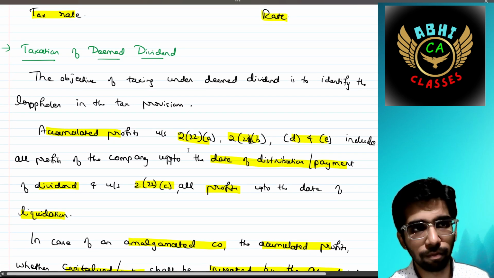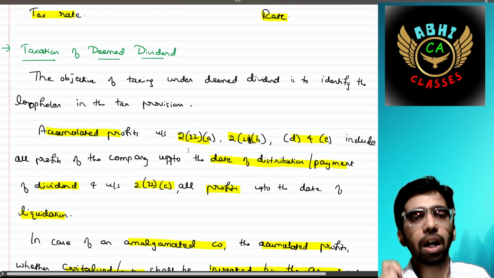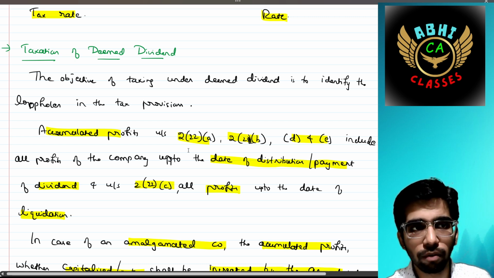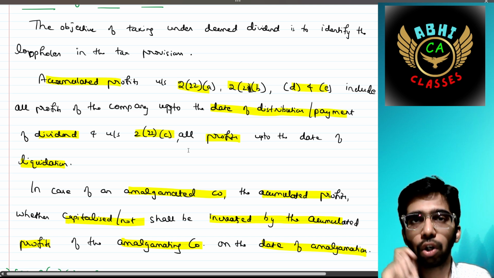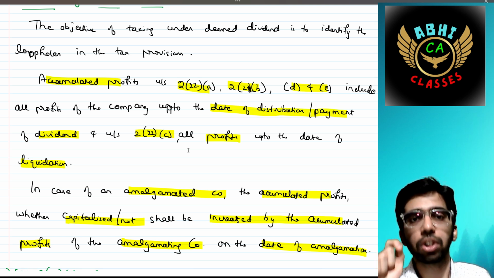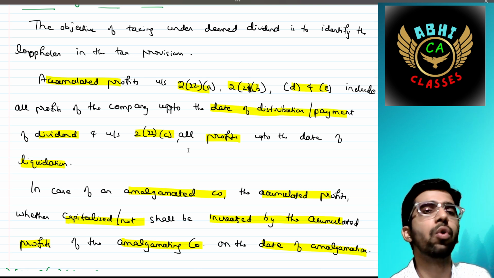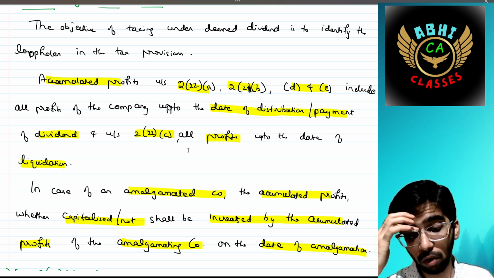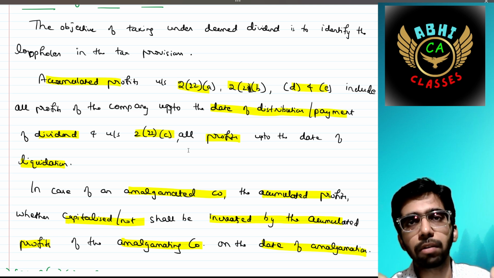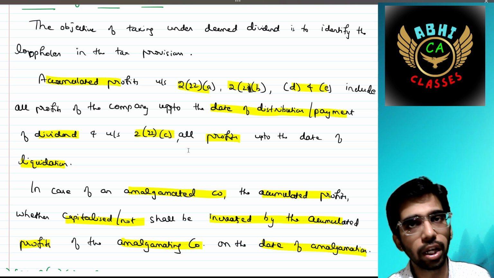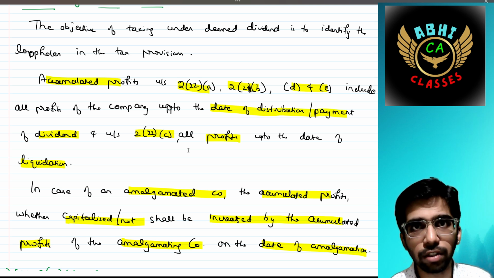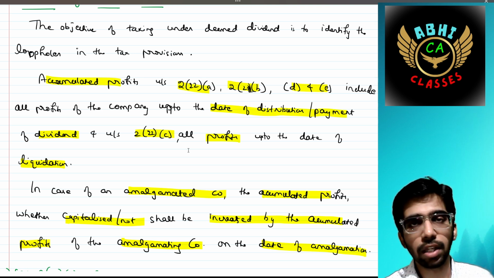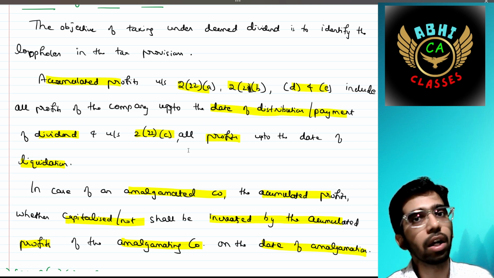The taxation of deemed dividend. What do you mean by deemed dividend? The objective of taxing under deemed dividend is to close the loopholes in the tax provisions. Accumulated profits under section 2, subsection 22, subclauses A, B, D and E include all the profits of the company. What the deemed dividend concept means is that, in order to divert taxable income, some closely held companies transfer assets on liquidation, or give loans to their shareholders or other persons, at cheaper prices. Then it is termed as deemed dividend. It is taxable in the hands of the recipient.